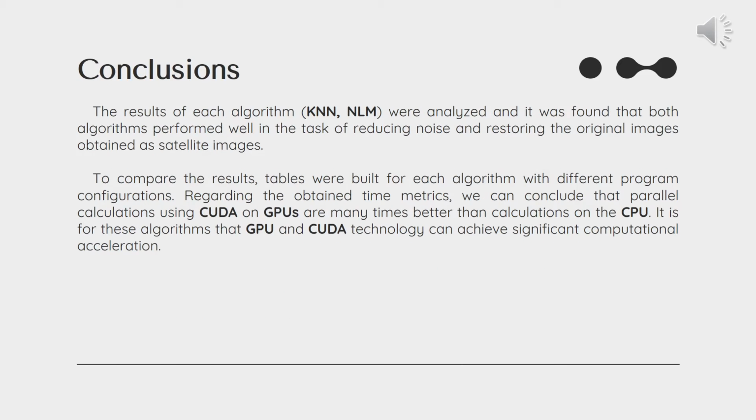Conclusions. The results of each algorithm were analyzed, and it was found that both algorithms performed well in the task of reducing noise and restoring the original images obtained as satellite images. To compare the results, tables were built for each algorithm with different program configurations. Regarding the obtained time metrics, we can conclude that parallel calculations using CUDA on GPUs are many times better than calculation on the CPU. It is for these algorithms that GPU and CUDA technology can achieve significant computational acceleration.